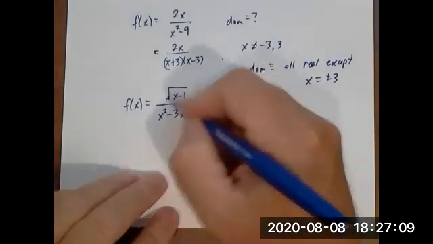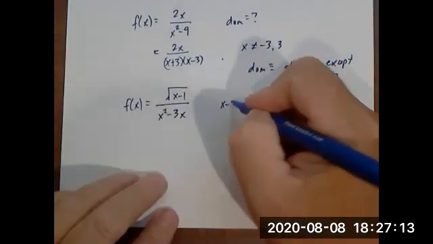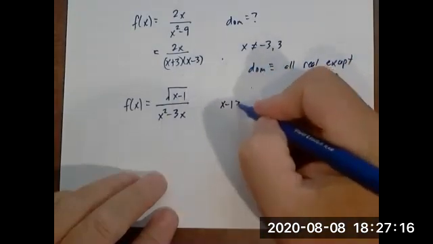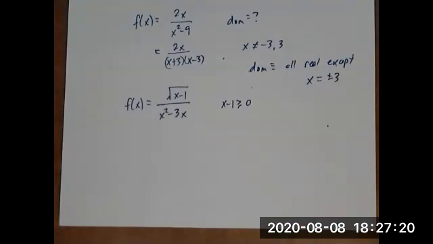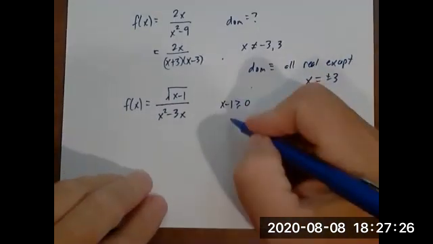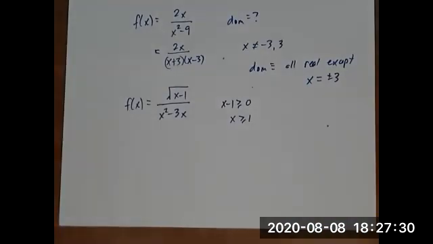So whenever we have a variable under the square root, we take whatever is under the square root, and we know that it has to be greater than or equal to 0. So I have x minus 1 greater than or equal to 0. If I solve for x, I would have x greater than or equal to 1.